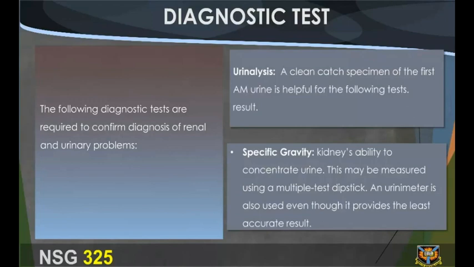Diagnostic test. The following diagnostic tests are required to confirm diagnosis of renal and urinary problems. Urinalysis. A clean-catch specimen of the first AM urine is helpful for the following tests. Specific gravity. Kidney's ability to concentrate urine. This may be measured using a multiple-test dipstick. A urinometer is also used even though it provides the least accurate result.